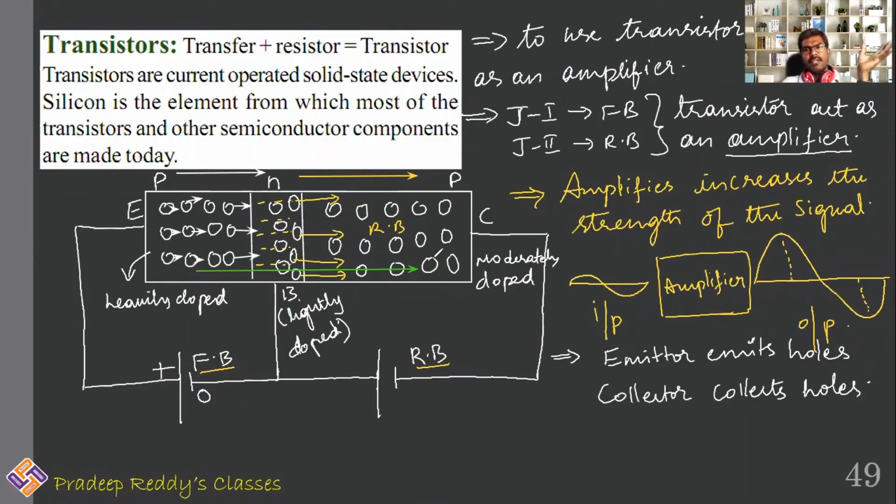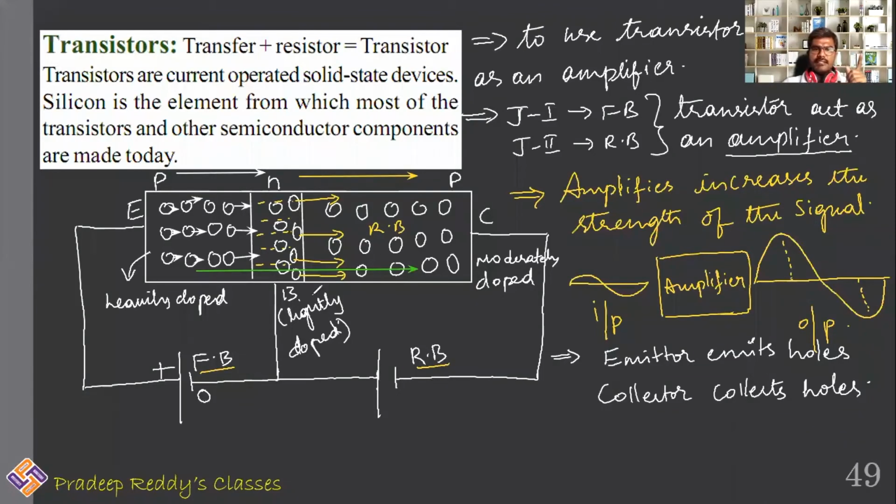The emitter provides holes or electrons, the majority charge carriers, to the collector. That's the reason why it is named the emitter. Emitter means that it emits. Collector means that it collects. The base is the region which is common to the emitter and the collector, and it acts as just a mediator, such that majority charge carriers can cross that region and enter into the collector region.